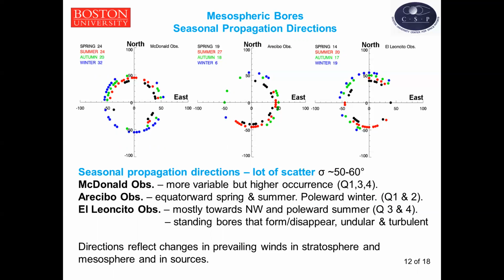Arecibo was more equatorward during the spring and the summer and poleward in the winter. And Ionosphere was mainly northwest and poleward in the summer. These directions reflect the changing filtering within the prevailing winds in the stratosphere and the mesosphere, and also the changes in sources with season.